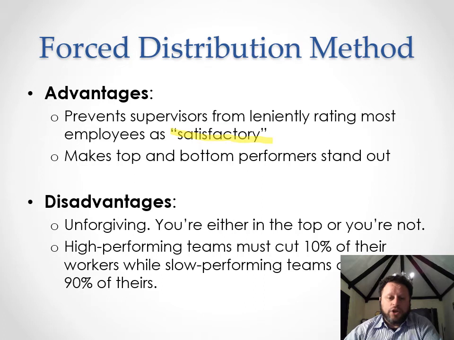Disadvantages. This is unforgiving. You're in the top or you're not. That's it. Also, if you're a very high performing team, you still have to cut 10%. And slow performing teams, they get to keep 90%. So it's not really as clear as being able to do a paired comparison ranking or a weighted checklist or maybe even a graphic rating scale.